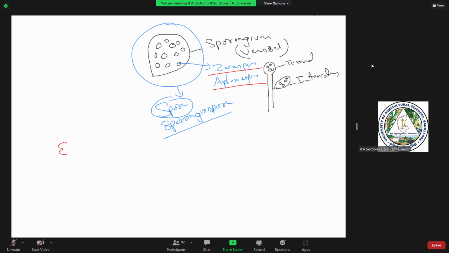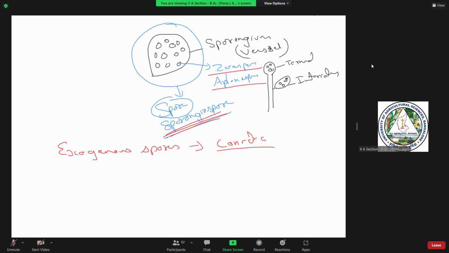Talking about the exogenous spores. Exogenous spores: all asexual spores except sporangiospores are called as conidia. All asexual spores except the sporangiospores are commonly called as conidia. As I mentioned earlier, conidia vary in shape. They are formed as branched or unbranched hyphal tips, which are borne on a conidiophore.